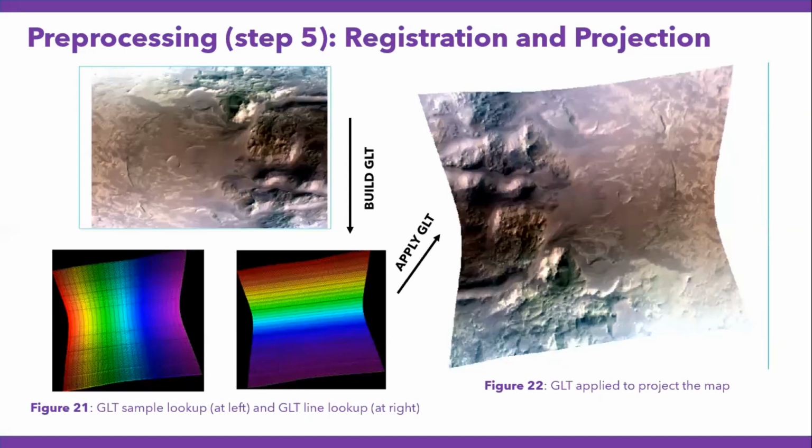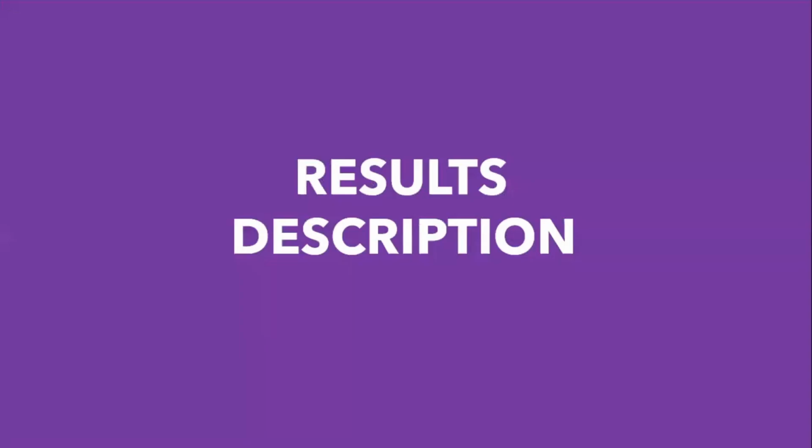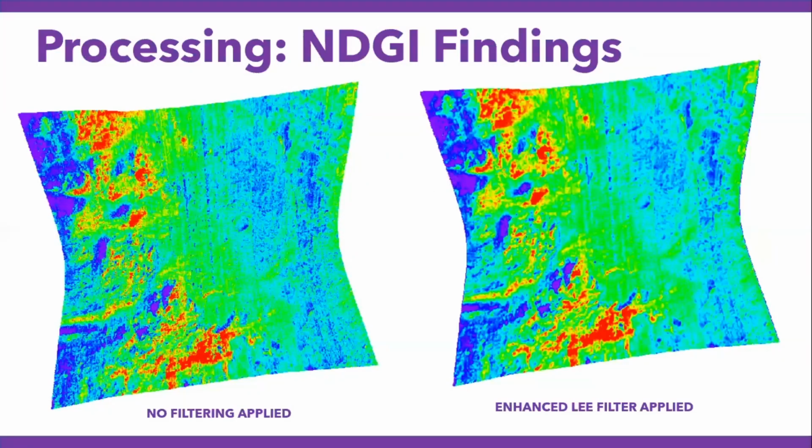So we first start with building the GLT. You can see here the process in detail, and then we applied this for projecting the whole lookup of our area of interest. And then I'm going to show you the results once we apply the following indices I showed you before, NDGI and SSI. So here the result shows this.